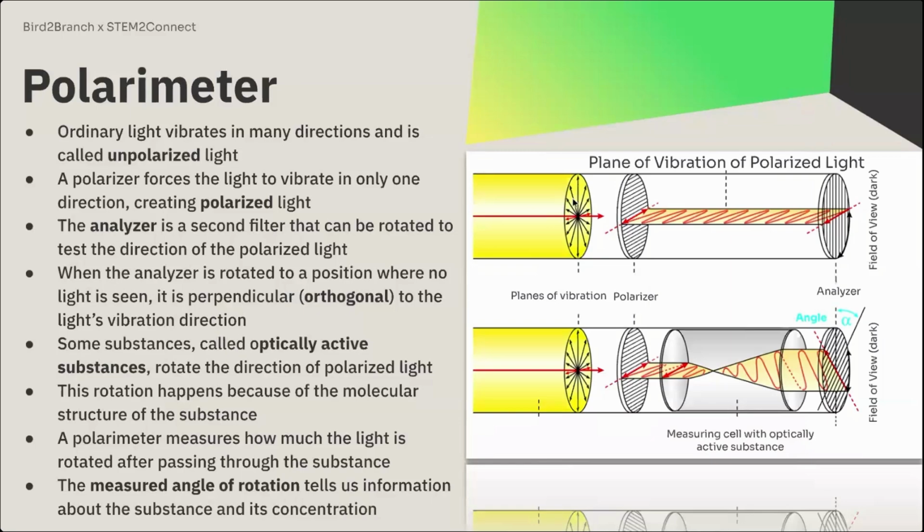That might be confusing, but if you see the image of the plane of vibration of polarized light, you can see that when the light rotates by a certain angle, you can then use that to determine what is happening to the molecular structure. Some substances are optically active, so what that means is that they are rotating the light based on their structure and shape. So a polarimeter measures how much the light is rotated after passing through a molecule, and the angle tells us information about the substance and also the concentration.